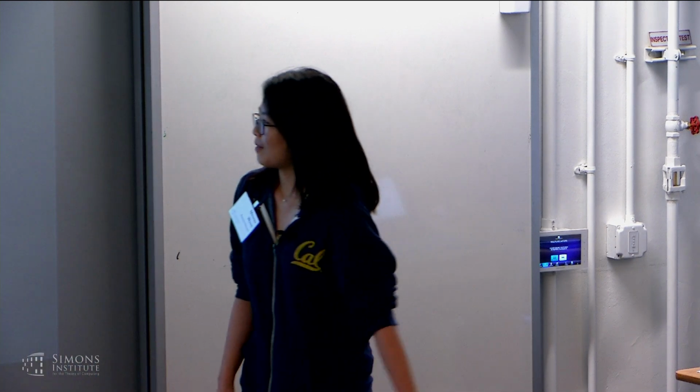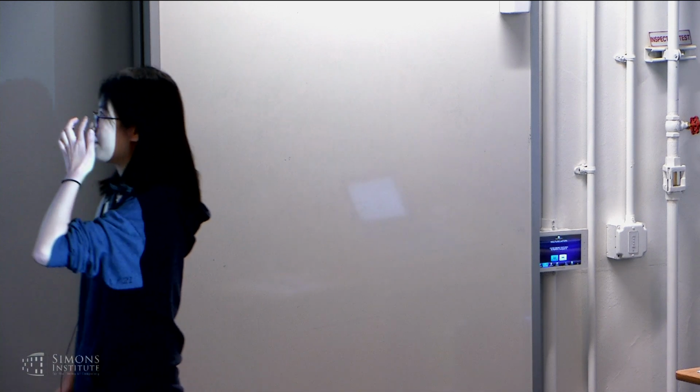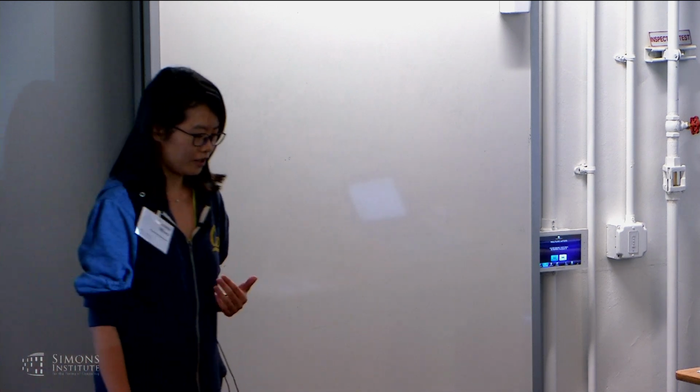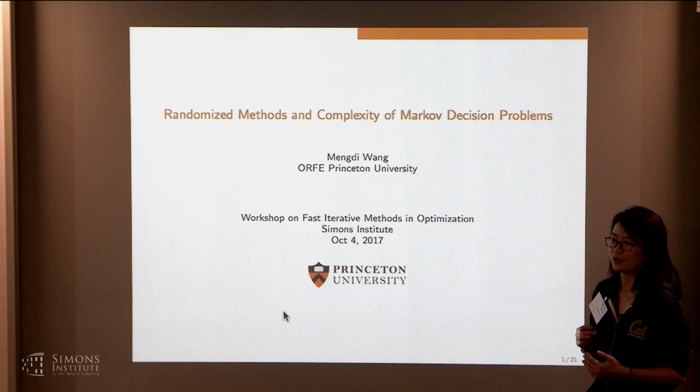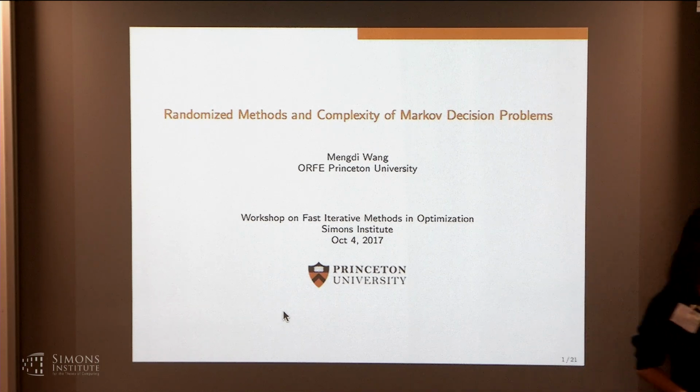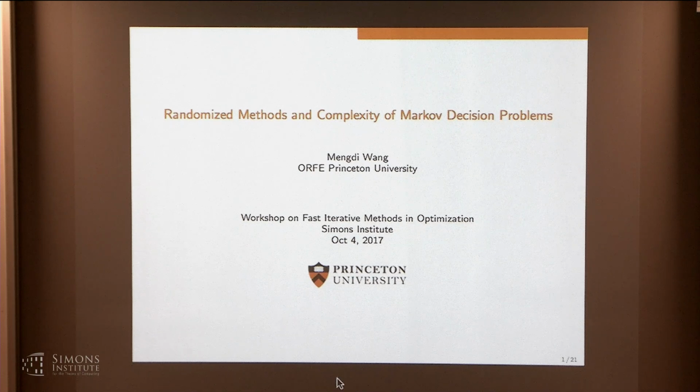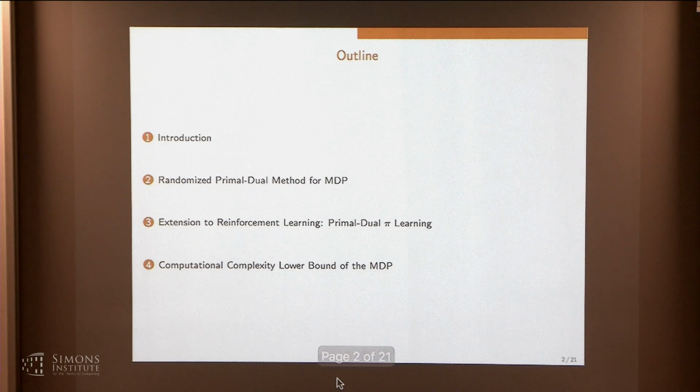Okay, so I'm going to talk about how can we possibly solve Markov decision problems faster using randomized iterative algorithms. And also I'm hoping to make a connection with reinforcement learning. So let me begin.